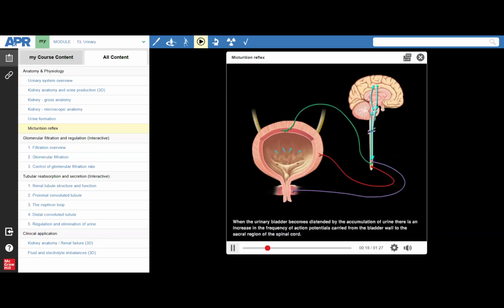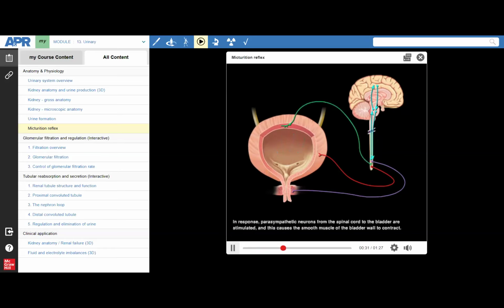When the urinary bladder becomes distended by the accumulation of urine, there is an increase in the frequency of action potentials carried from the bladder wall to the sacral region of the spinal cord. Remember, action potentials are just nerve impulses. In response, parasympathetic neurons from the spinal cord to the bladder are stimulated, and this causes the smooth muscle of the bladder wall to contract.